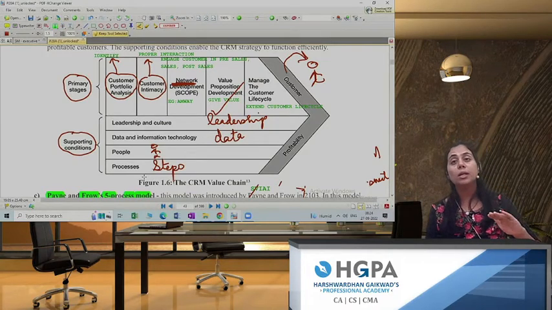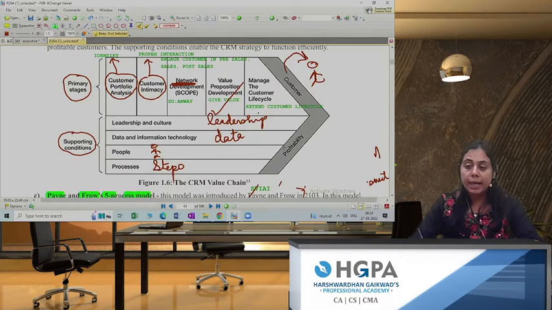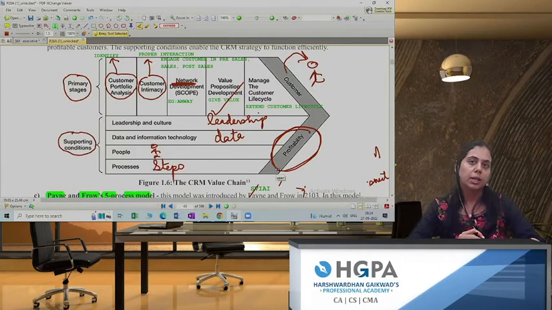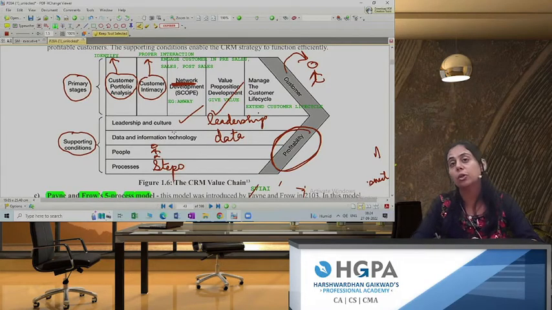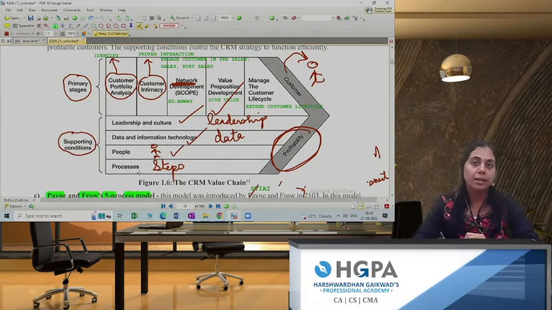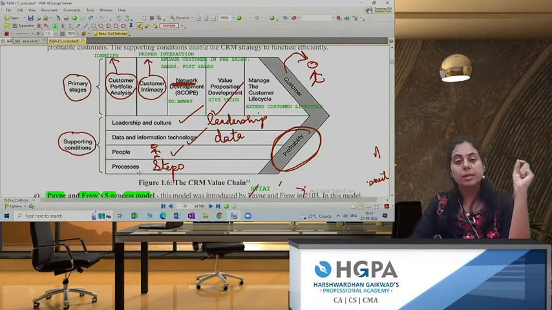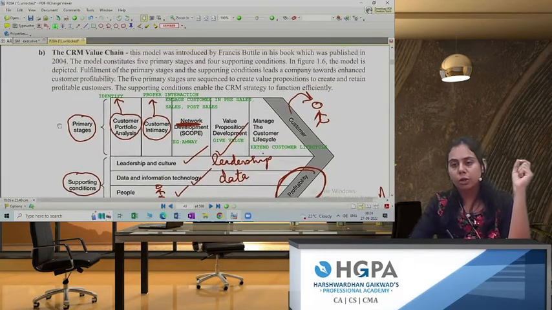So this will be the supporting activity with the customer, which helps us to gain. There has to be a good culture in the company. There has to be good leadership. There has to be good information technology that is storing the data. For this information technology, we need good people. We need good resources to handle it. And for these resources, there will be some kind of support.